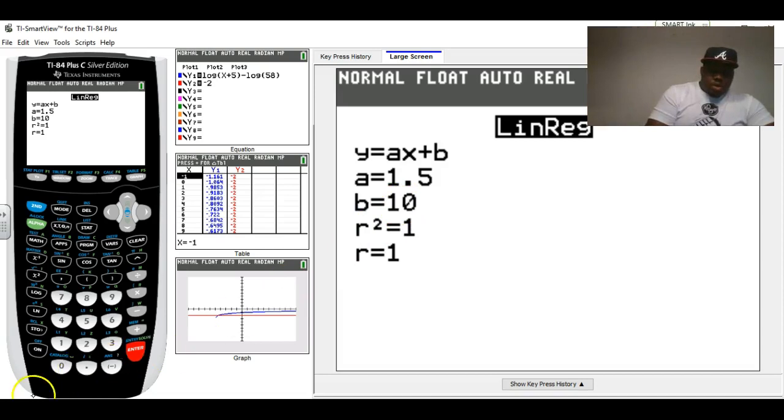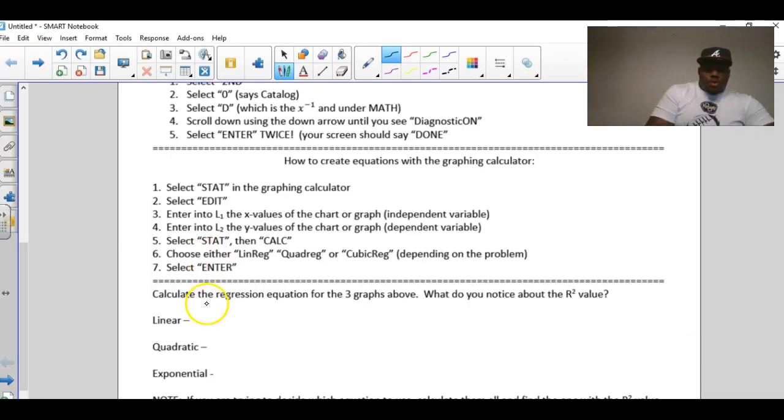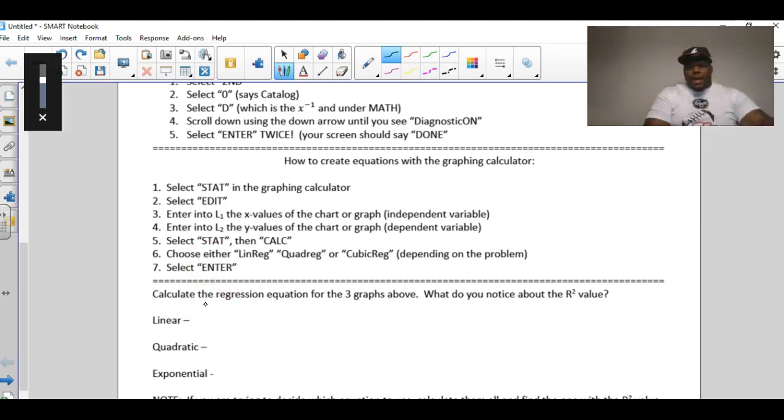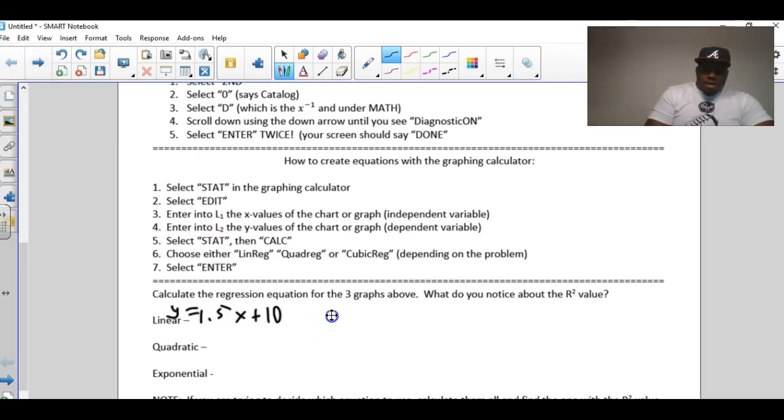All right, so we come back to our worksheet, and we're going to put it in. A was 1.5, x is x, right? And 10 was b. All right, y equals, here's our function that represents that graph. And then the next thing you want to put is your regression, which is your r squared. Your correlation coefficient is 1, guys. All right, 1. Our r squared value, so 1.